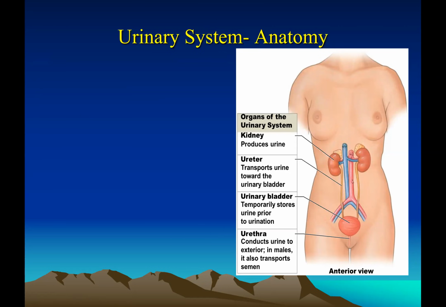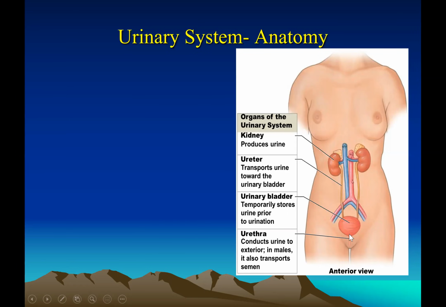The other organs would be the ureters. This is the tube which will transport the urine to the urinary bladder. Urine will be squeezed down this tube by peristaltic movements to the urinary bladder. This is where we would temporarily store the urine until we are ready to urinate.